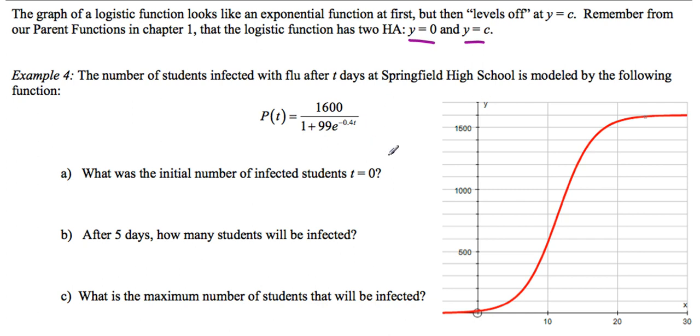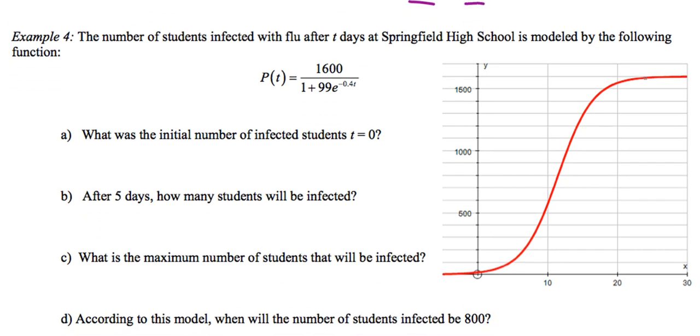Alright, so example 4 says the number of students infected with flu after t days at Springfield High School is modeled by the following function. Okay, so given P of t, we want to answer a couple questions. They give us a graph, that's nice.